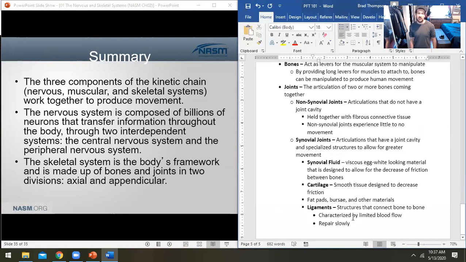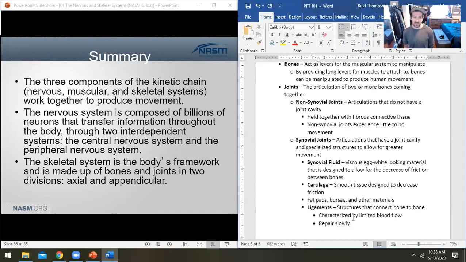So to summarize everything today, we have 3 systems. We talked about 2 of them: our nervous system and our skeletal system. Tomorrow we'll look at the muscular system, which obviously is a big part of assessments. Then we'll get our homework out tomorrow. So kinetic chain is going to be the big focus for homework 1.